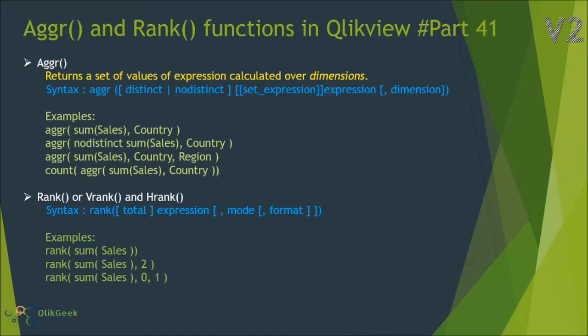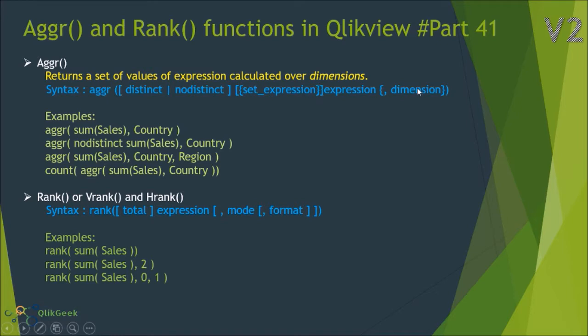In this session, we'll see how to use AGGR and rank functions individually. So the AGGR function will return a set of values based on the dimension which is specified as a second parameter in the function itself. It is being used as the complex aggregation function so far in Qlikview, and the USP is also calculating multi-dimensional dependent aggregations using this function. And here you can see the syntax, which has two parameters.